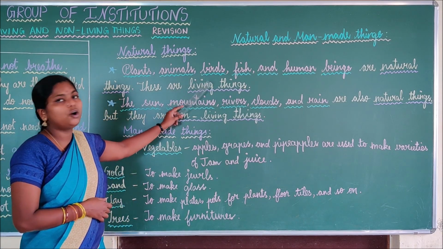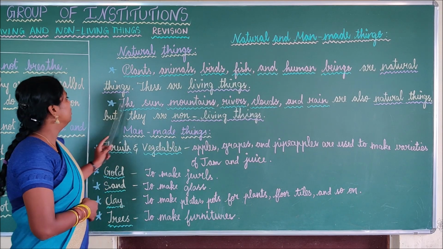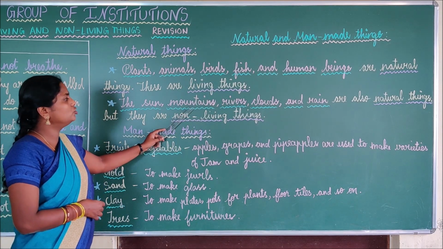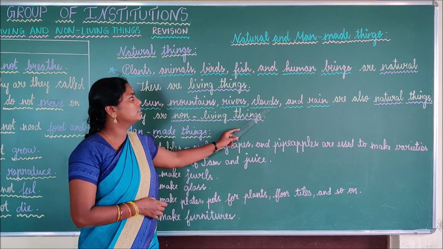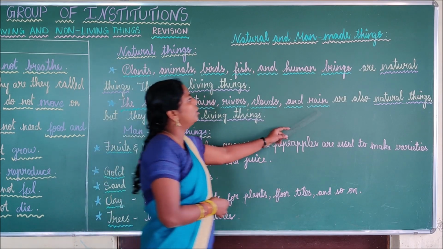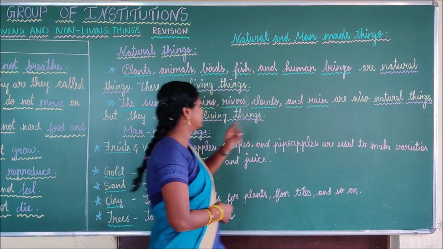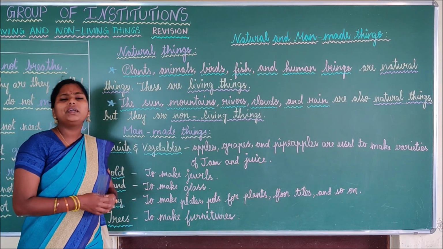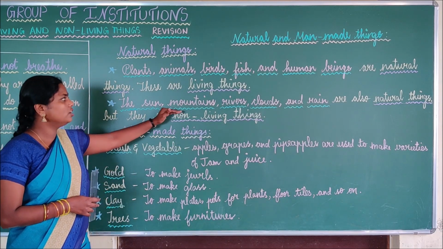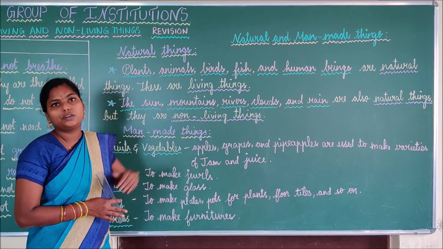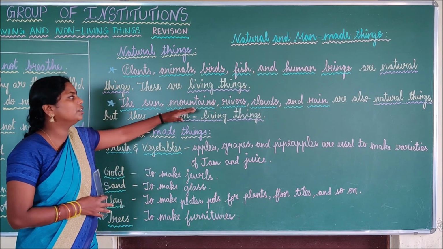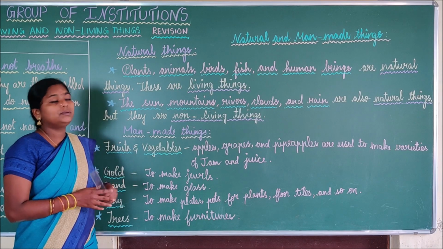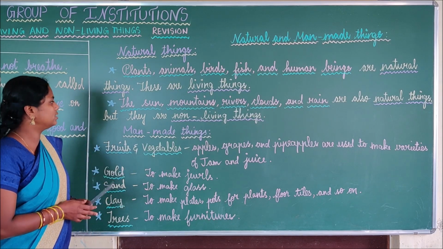That's why they are all called living things. The sun, mountains, river, clouds and rain are also natural things. But they are not living things. Why are they not living things? Because mountains will not move from one place to another, and they won't drink water or eat food. So that's why they are called non-living things.